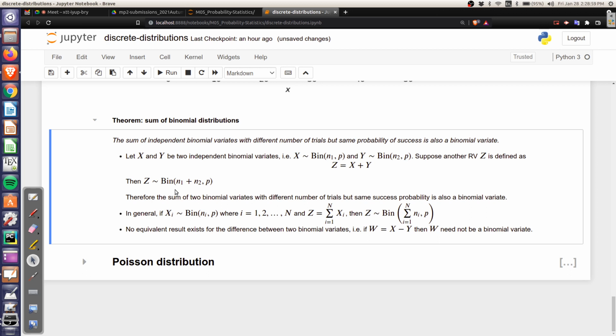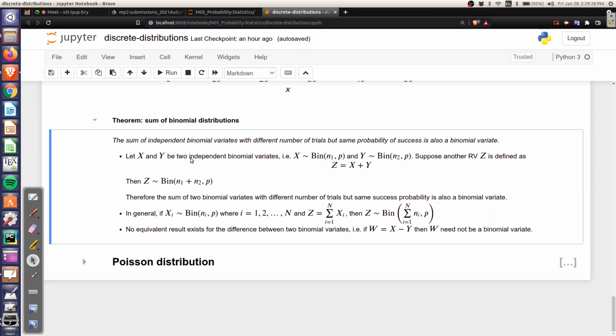So it becomes actually very easy. All you need to do is take the two binomial variates and just add the number of trials. That n1 plus n2 times p is going to give us the mean of this new distribution. So this is what you need to remember: the sum of two binomial variates having different numbers of trials but the same success probability is also a binomial variate.